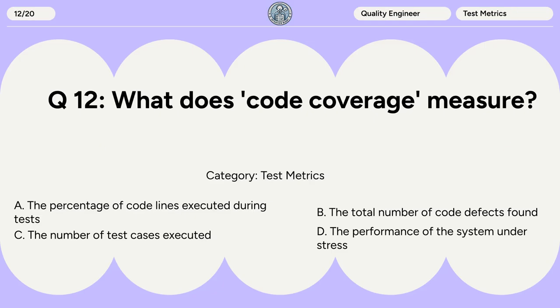Question 12. What does code coverage measure? A. The percentage of code lines executed during tests. B. The total number of code defects found. C. The number of test cases executed. D. The performance of the system under stress.